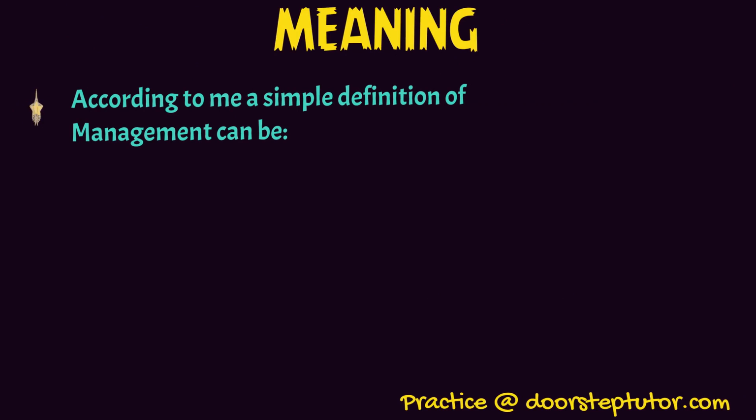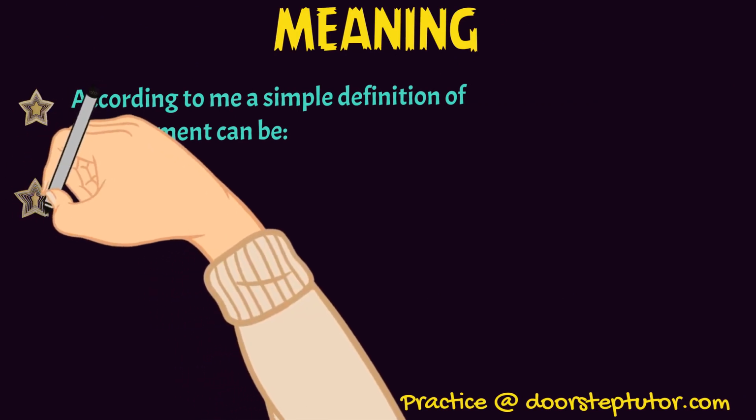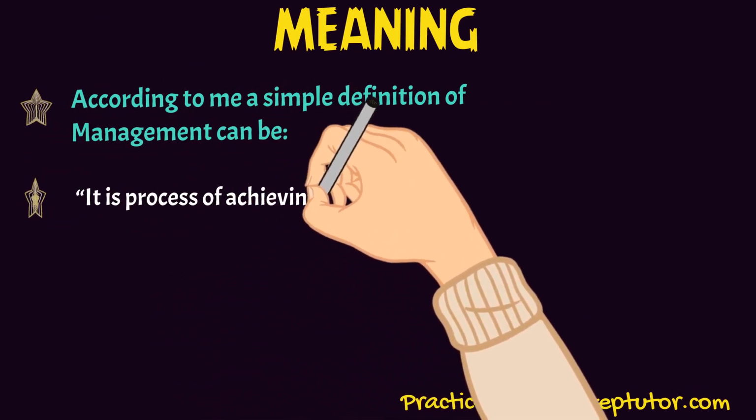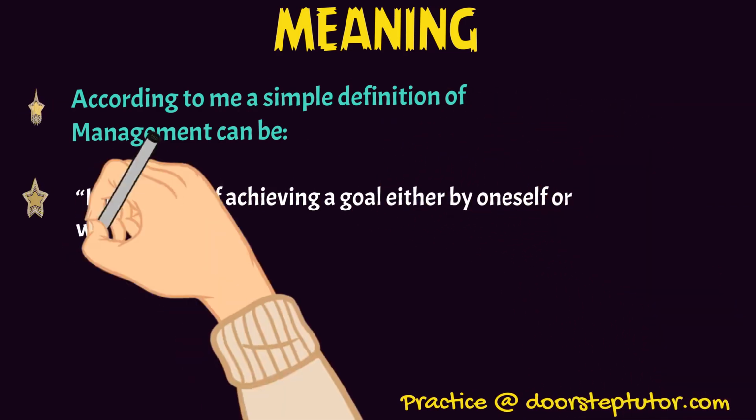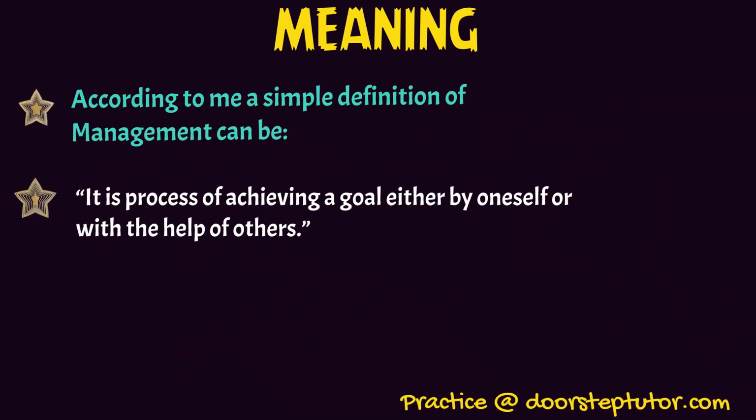See, management is basically a process of achieving our goals either by ourselves or with the help of others. So, the most important thing to remember over here is that management is a process, okay? There is a sequence of steps involved, and also there's always a goal attached. We are managing things for a purpose, right?